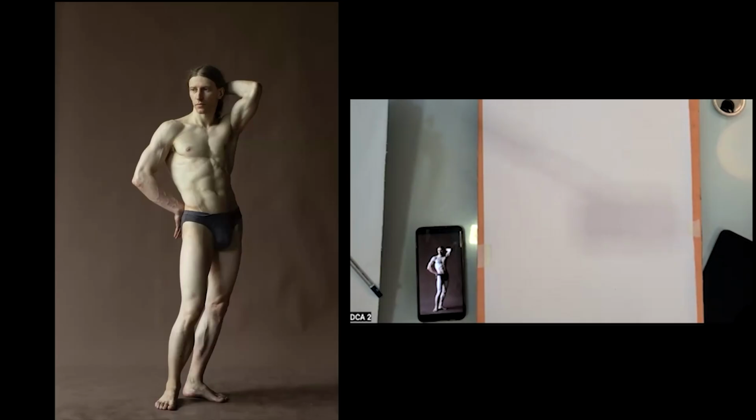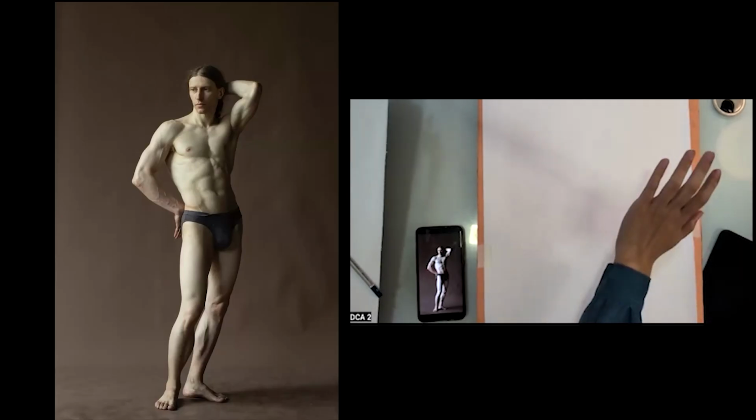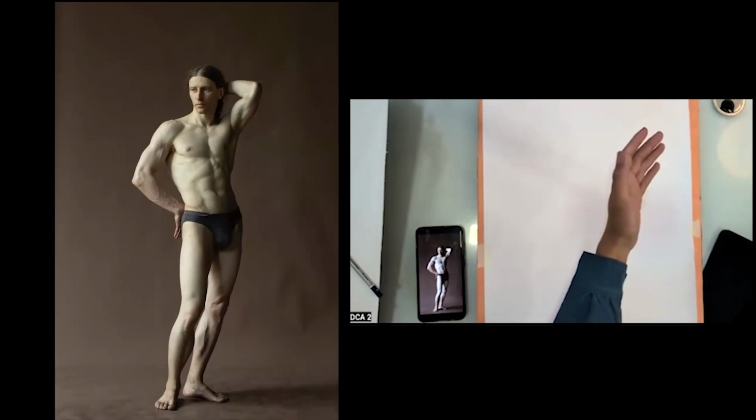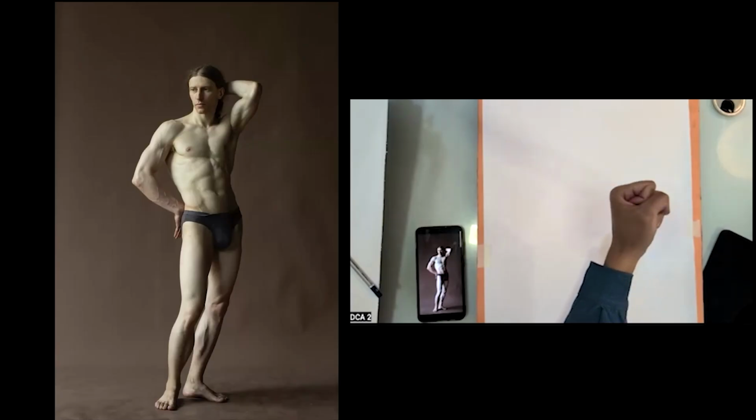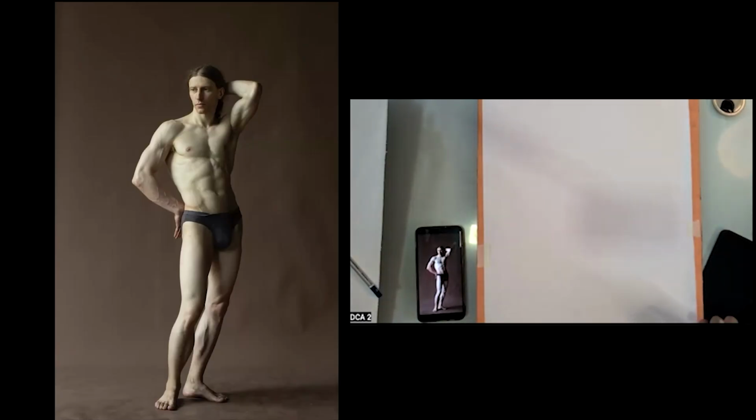Now I picked this reference because it has a dynamic pose, and we can see the muscle changes. If a person is raising his hand, that muscle contraction as well as this muscle contraction is all different. However, it's not really important right now to dive too deep into that. So first we'll focus mostly on the gesture, which means the whole shape of the reference.